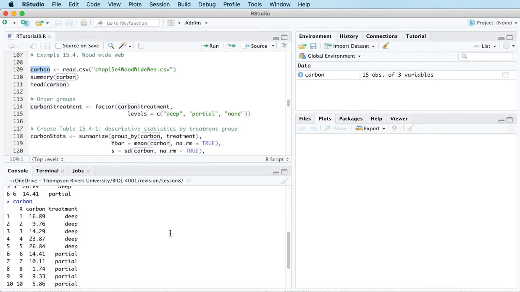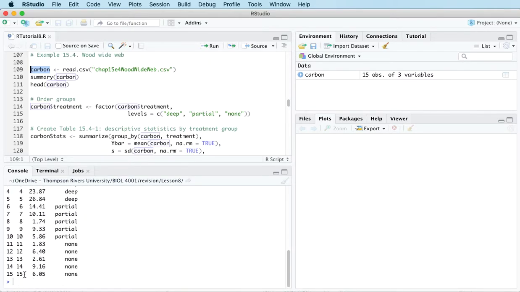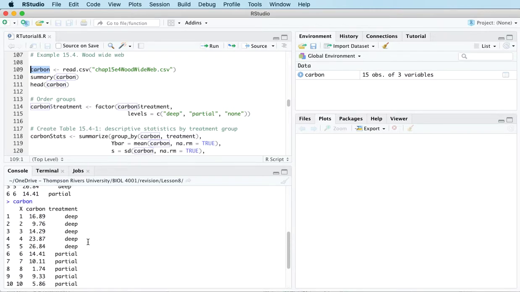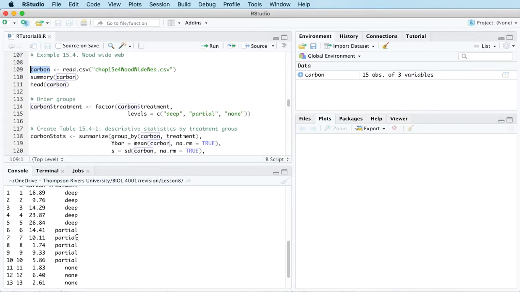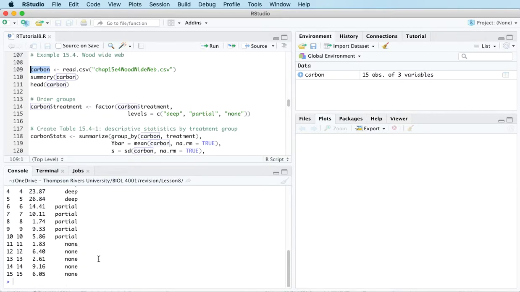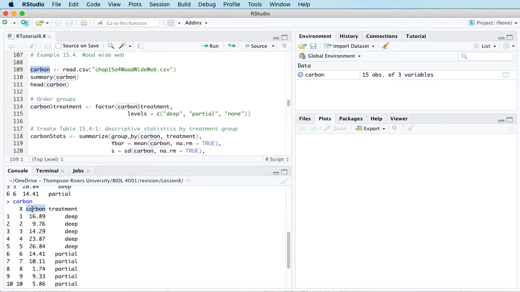If we look at the data, we've got 15 experimental units here. 5 of them were in deep shade, 5 in partial shade, and 5 in no shade. And the response variable is measuring the net amount of carbon transferred from the birch to the Douglas fir in milligrams over the study period.